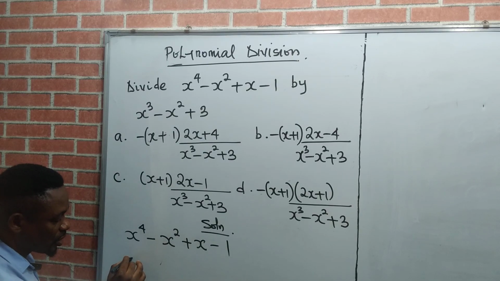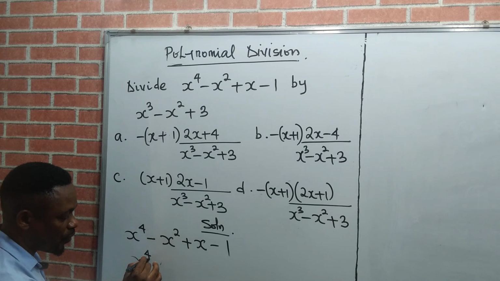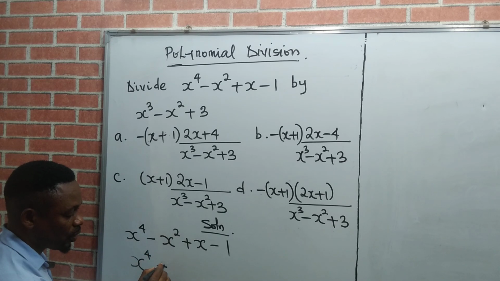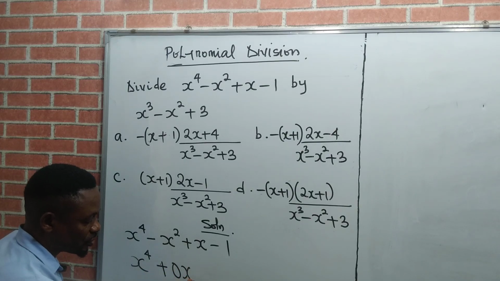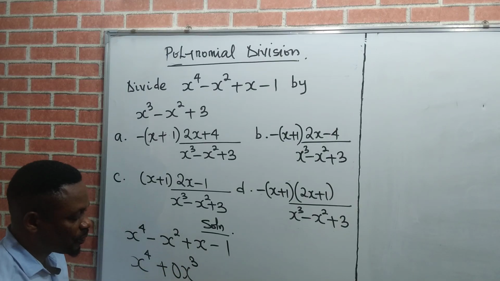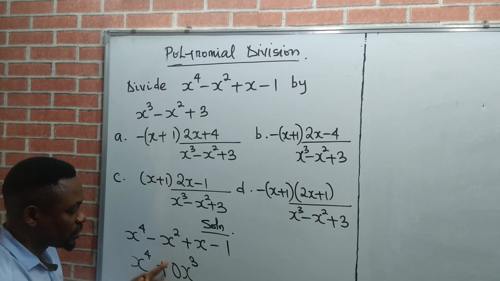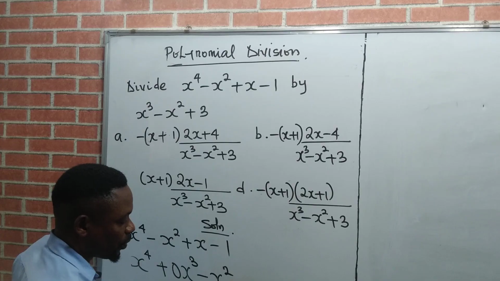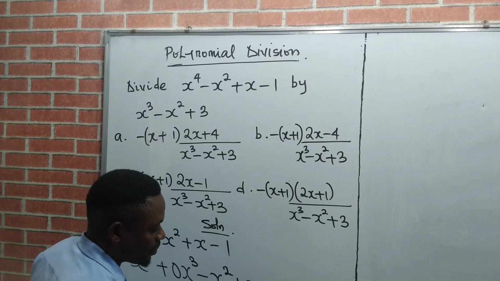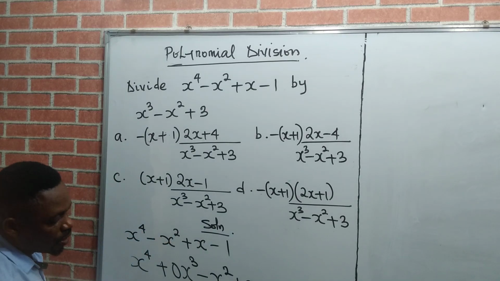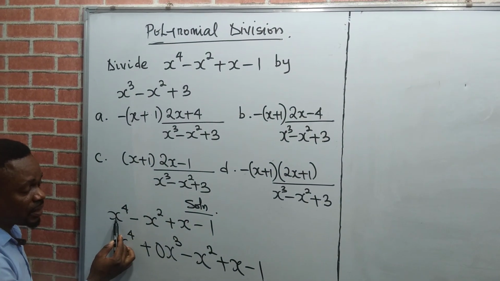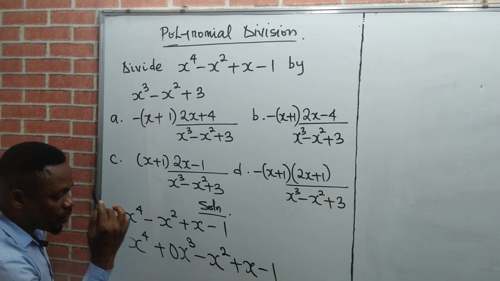I want you to watch. I can call it x raised to power 4. Then since I don't have x to power 3, I will now call it plus 0 x raised to power 3. Now this simply means there is nothing there. Then followed by minus x raised to power 2, then plus x, and finally minus 1. So I want you to observe that this particular polynomial that you're seeing here is something like this. Are you with me?